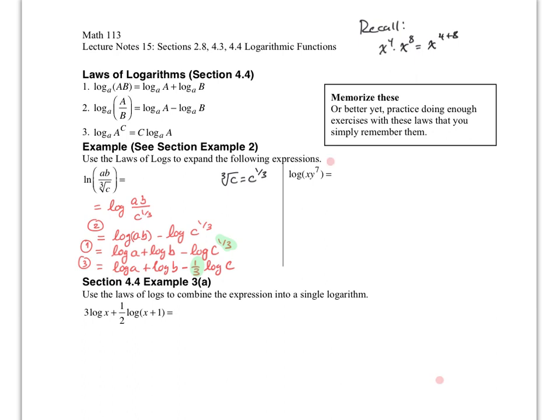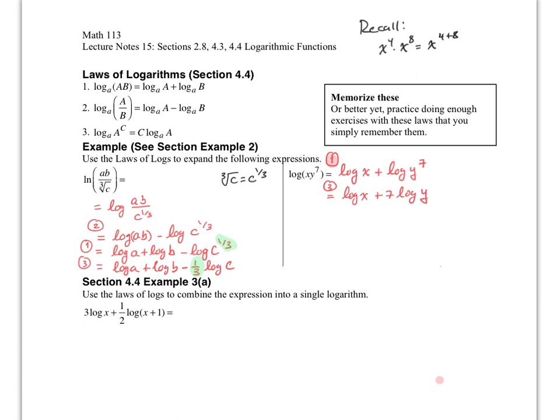All right. So now this one by property number 1, this becomes a sum. So this is log of x plus log of y to the 7. Then by property number 3, since you have an exponent here, that has to go in the front. So this will be log of x plus 7 log of y.